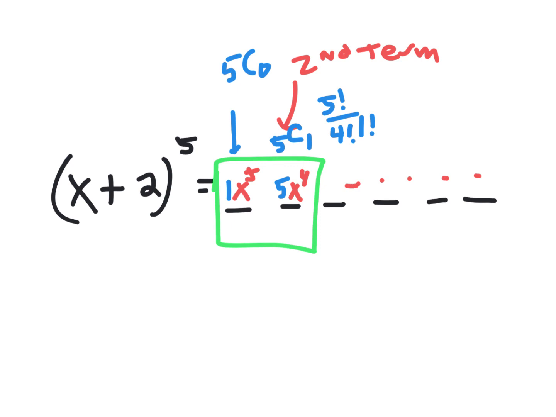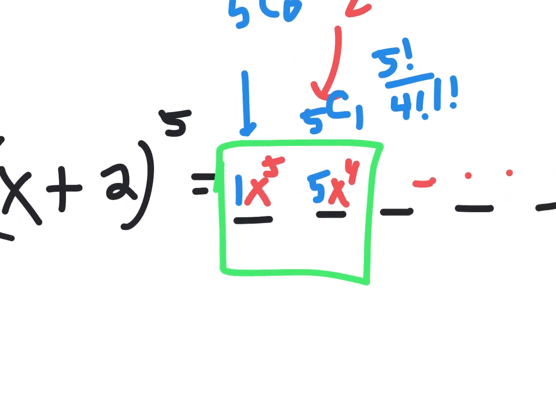And then it's going to be 2 to the 0, 2 to the 1. Sweet, I'm done already. 5 times the 2 is 10. 10x to the 4th. Raise your hand if you had that before I did. Sweet.